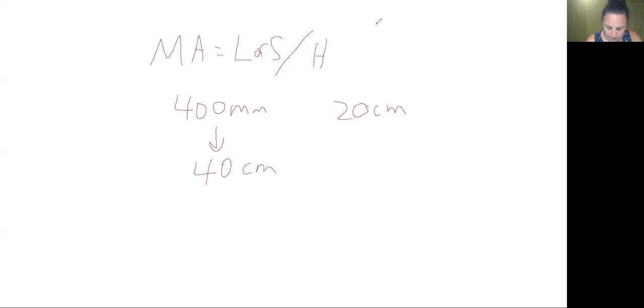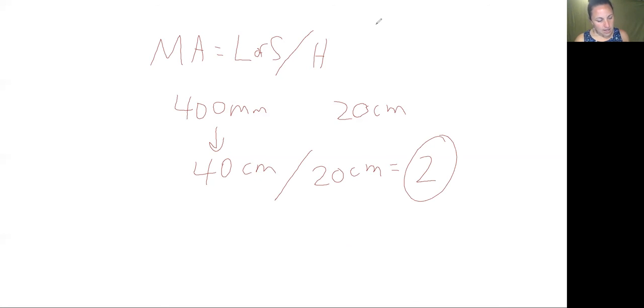So now we have 40 centimeters and we have 20 centimeters. So if we were to do 40 centimeters, which is the length of the slope, divided by the height, which is 20 centimeters, 40 divided by 20 is 2. And so our mechanical advantage of this wedge is going to be 2.